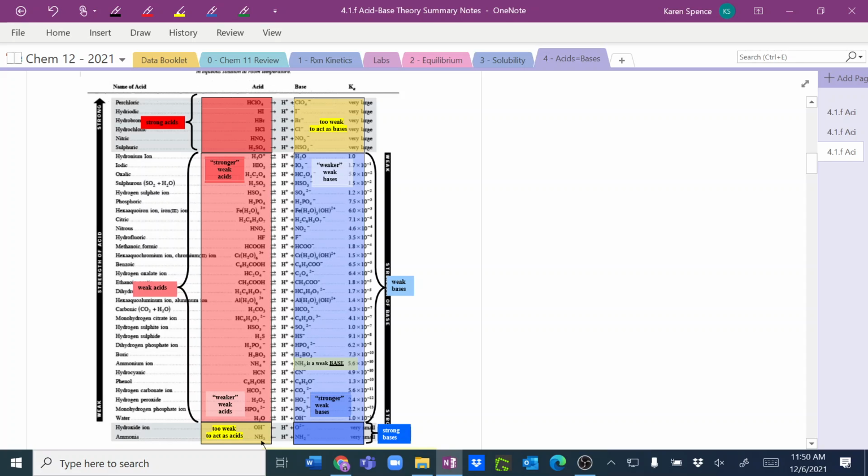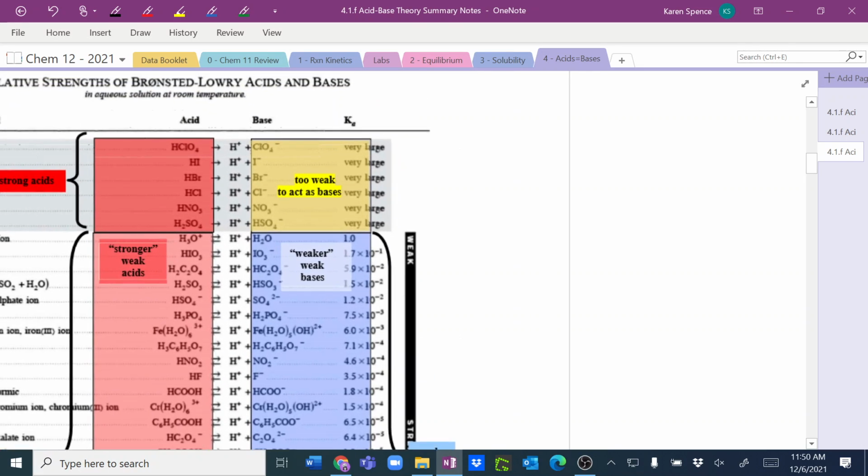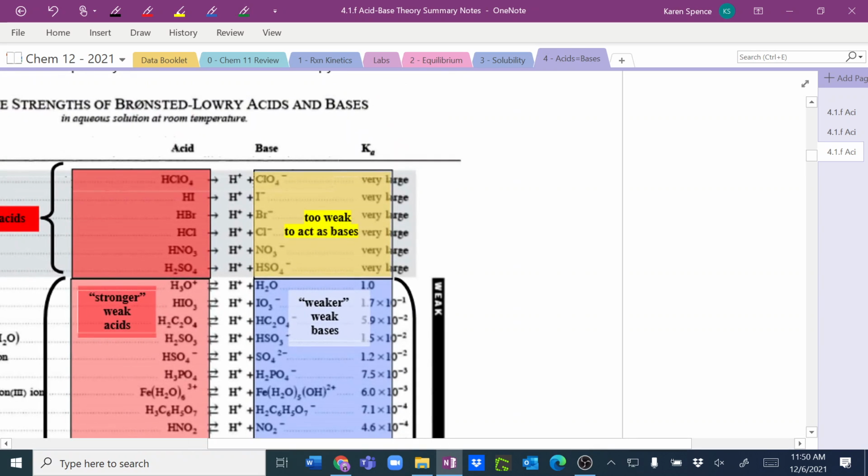Now, you'll notice on here that although we have strong acids, weak acids, strong bases, weak bases, we also have some areas in yellow. What are those? They're on that side, but they are too weak to actually be bases. You'll notice that the arrows do not go in the reverse direction.